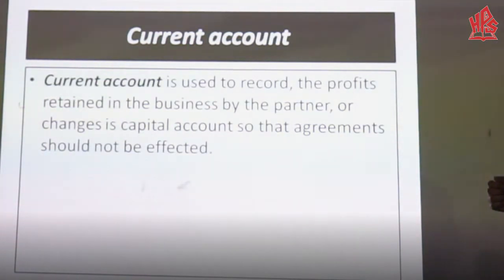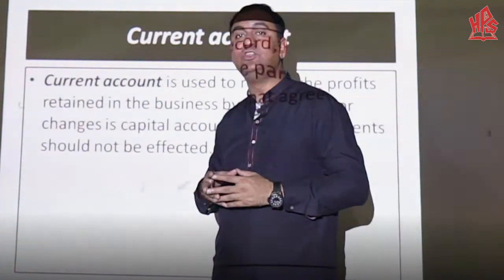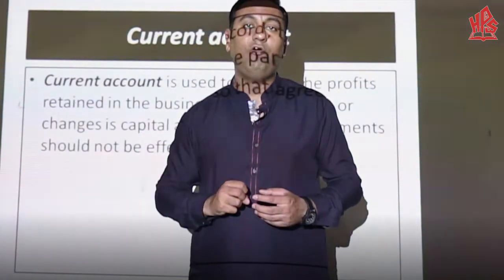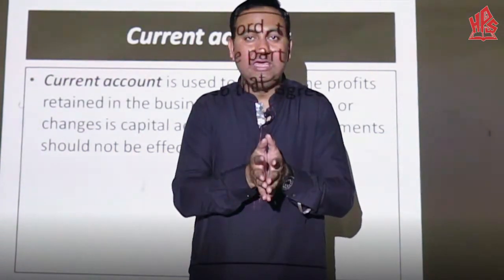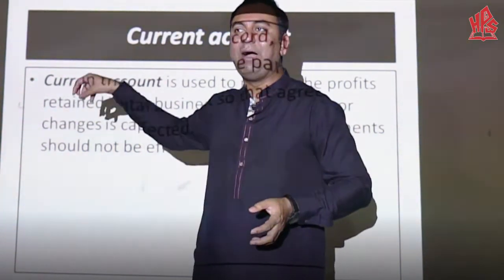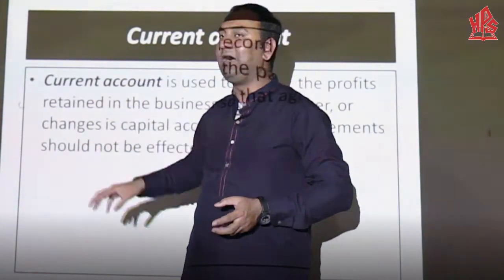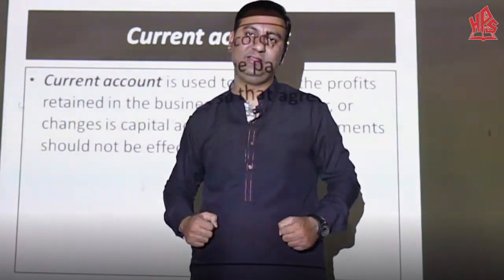The current account is used to record the profits retained in the business by the partner or changes in capital, so that the agreement should not be affected. We know that the capital contribution ratio is a main part of the partnership agreement. That's why we keep another part of capital account known as the current account to record the changes in capital.